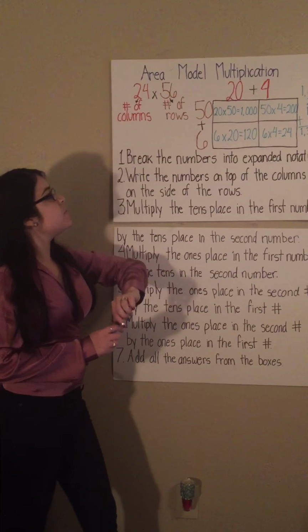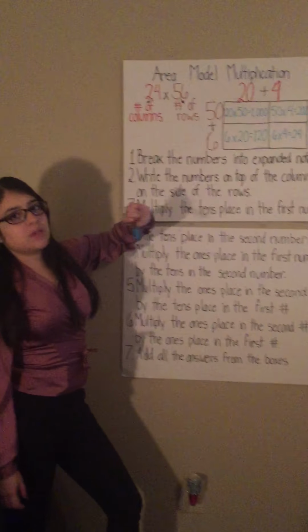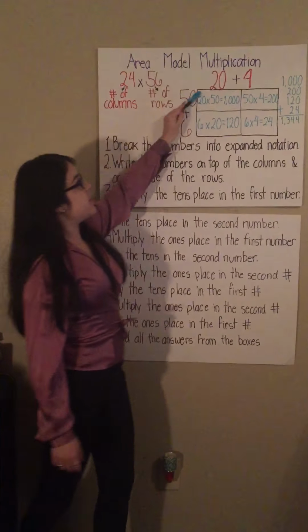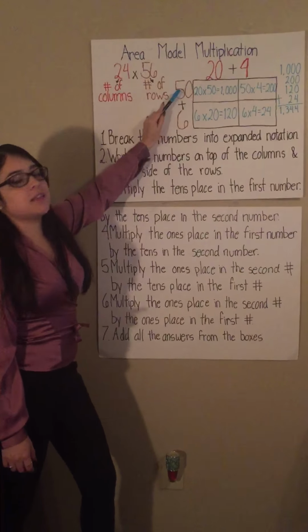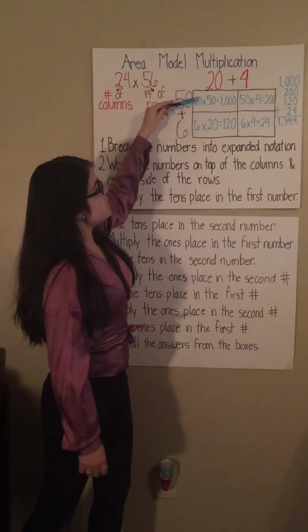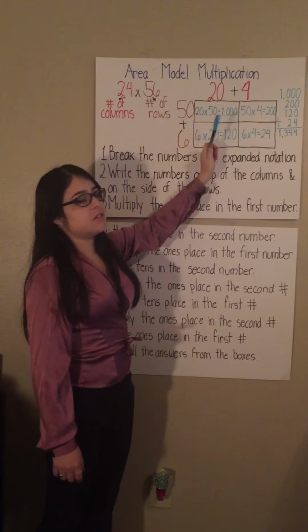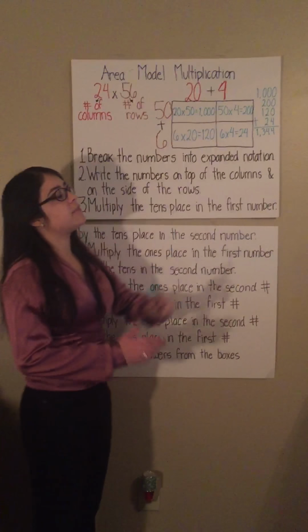And then the first step is going to be to multiply the places, the tens place in the first number times the tens place in the second number. So we did 20 times 50 equals 1,000. And you write down the answer in this first box right here.